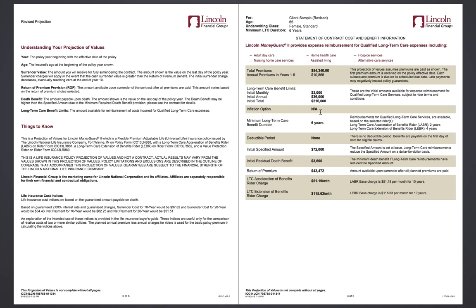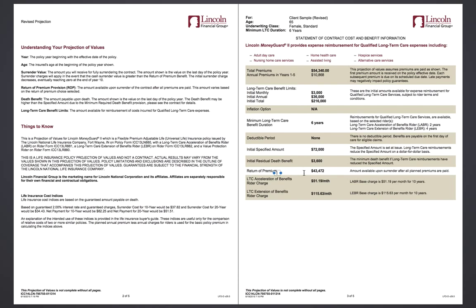Inflation option, you'll see that it is not applicable or not available. For this particular combination of years and age, there is no inflation option available. The deductible period, this is also the elimination period, and this is one of the key features of the Lincoln MoneyGuard 2 product. It is 0 or none. That means that for facility care or home care, they are entitled to receive benefits right up front immediately without any deductible period. The initial specified amount is $72,000. There is a residual death benefit of $3,600, which would be the amount available to the heirs after all long-term care benefits have been exhausted.